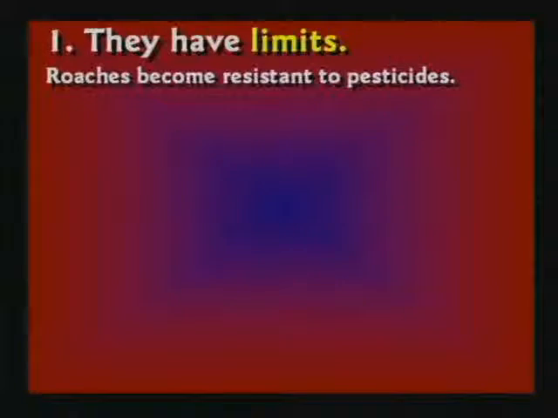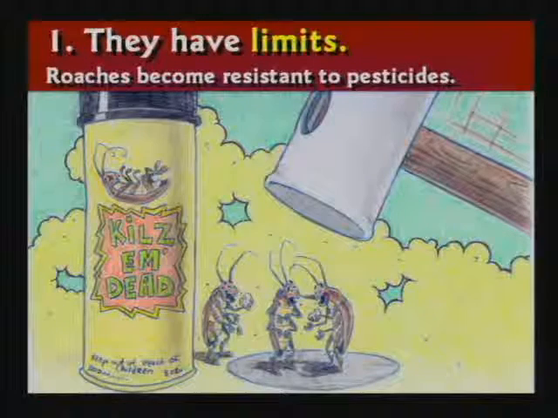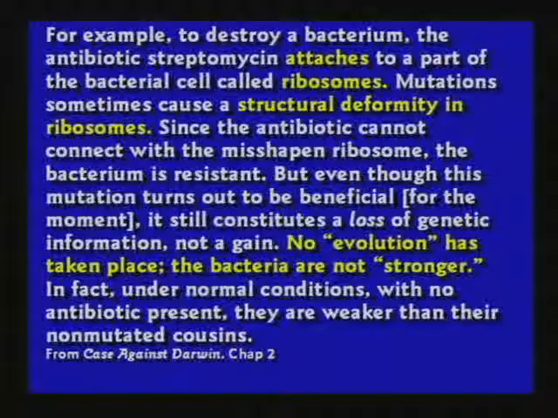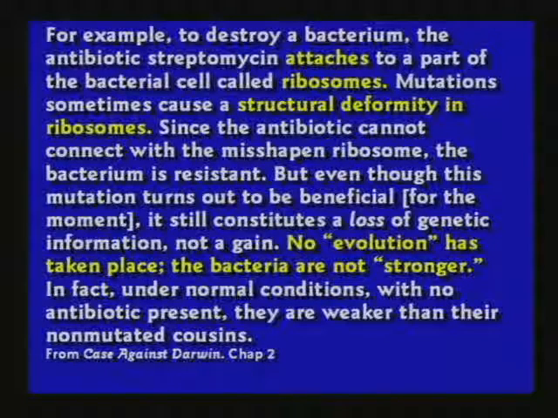Roaches become resistant to pesticides, but they will never become resistant to a sledgehammer. There's a limit, okay? People say, don't bacteria become resistant to drugs? Well, just hold on a minute. Dr. Spetner points out this is based on a misunderstanding. The mutations that cause antibiotic resistance still involve information loss. For example, to destroy bacterium, the antibiotic streptomycin attaches to a part of the bacterial cell called ribosomes. Mutations sometimes cause a structural deformity in ribosomes.